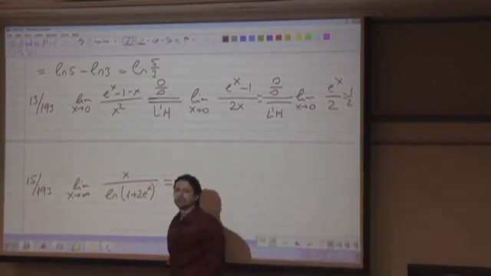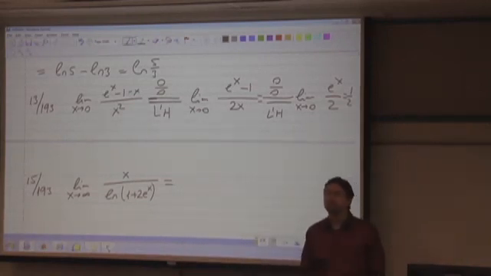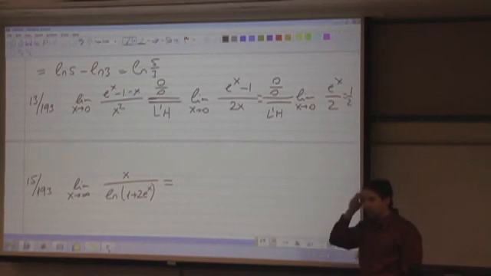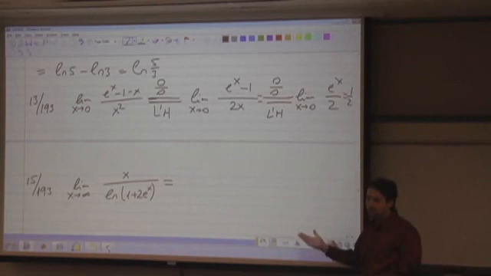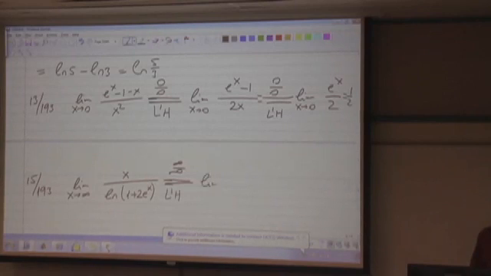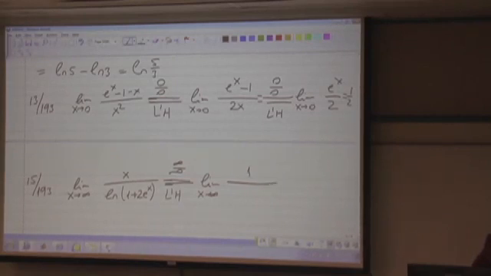So what situation are we in? Infinity over infinity, right? Okay, so we're in infinity over infinity, so we can apply L'Hopital's rule, right? Remember, 0 over 0 or infinity over infinity, you can take derivatives, right? So what do we get? One over 1 plus 2e to the x times 2e to the x, right?